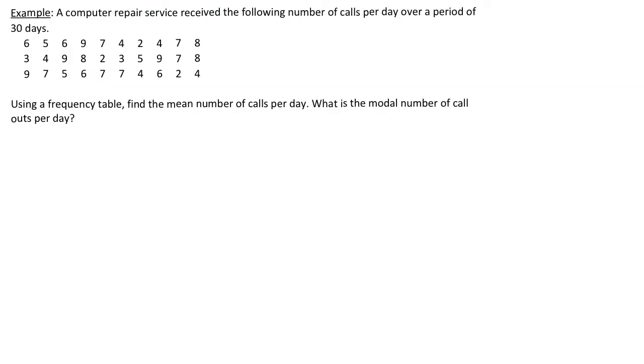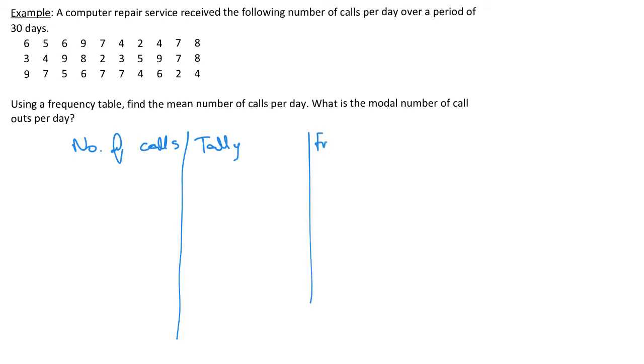So the first example is a computer repair service that received a number of calls per day over a length of time. Using a frequency table, find the mean number of calls per day and what's the modal number. So what we first have to do is put this into a tally chart. For our frequency table, we're going to have the number of calls, and then we're going to have our tally, and then we'll work out the frequency from that.